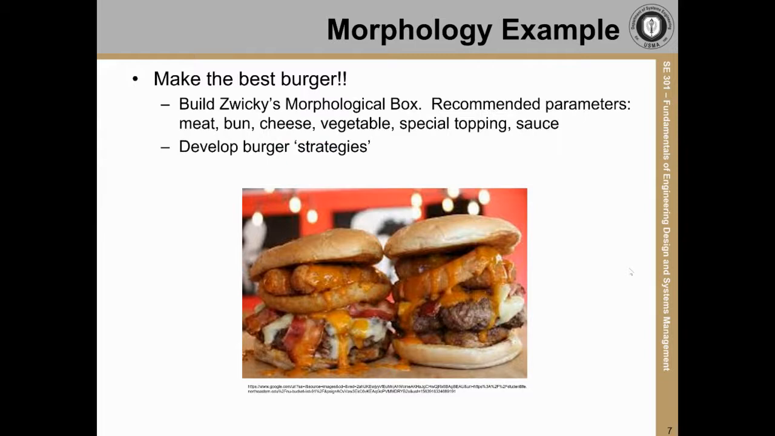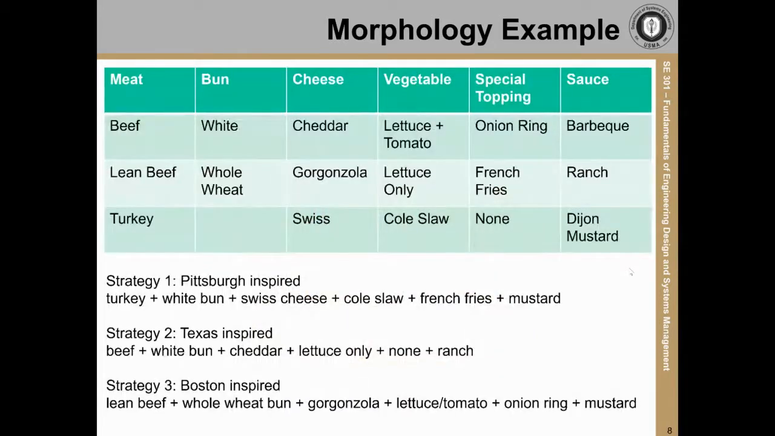So working through another problem, and in the past this has been a board problem that we've done, where we've had folks create burger designs. So you build Zwicky's morphological box. The first thing you have to do is you have to identify what columns you want to have. And so give them some recommendations, like you can have your meat, you can have your bun type, you can have cheese, vegetable, special toppings, sauce, and you can develop burger strategies with that.